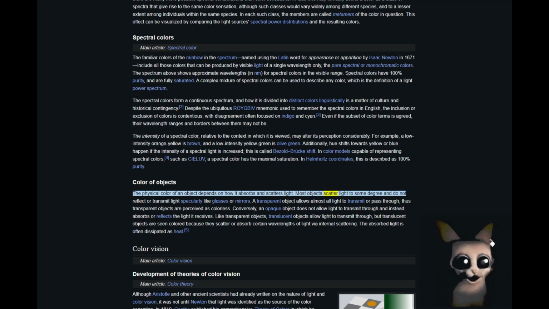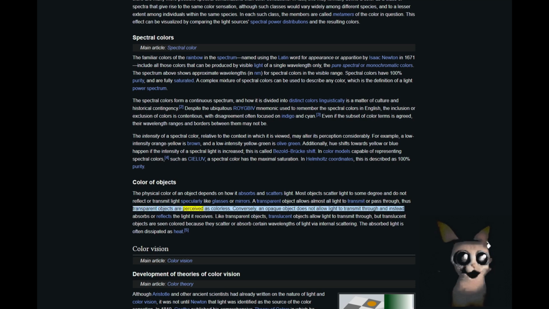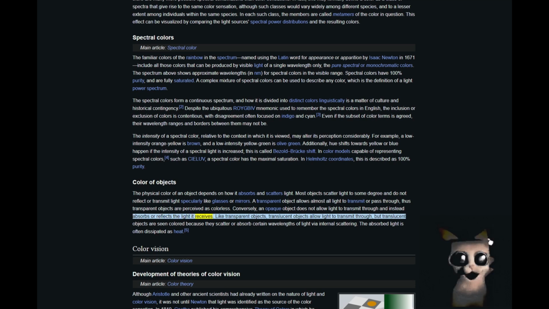Most objects scatter light to some degree and do not reflect or transmit light specularly like glasses or mirrors. A transparent object allows almost all light to transmit or pass through, thus transparent objects are perceived as colorless. Conversely, an opaque object does not allow light to transmit through and instead absorbs or reflects the light it receives.